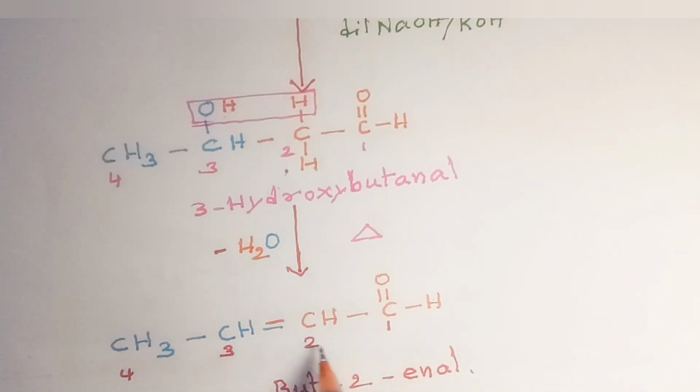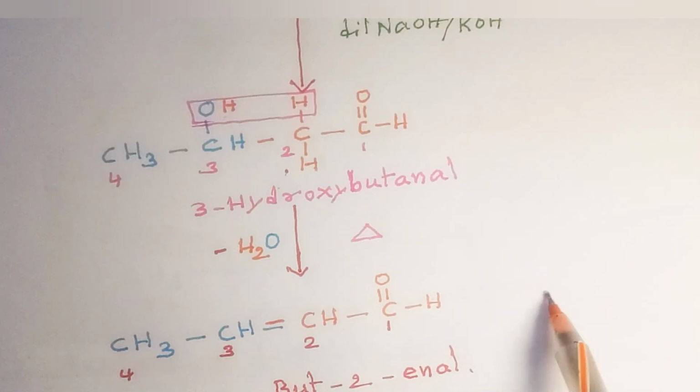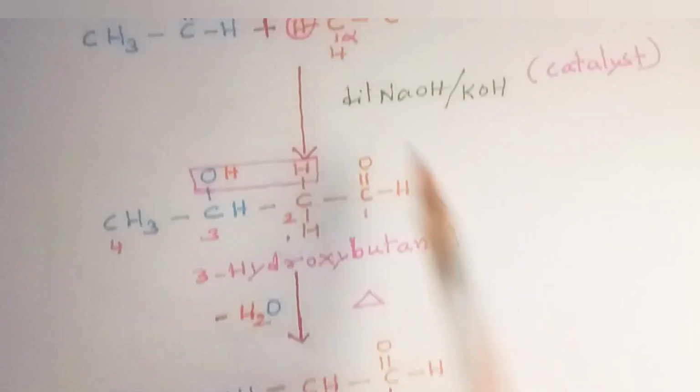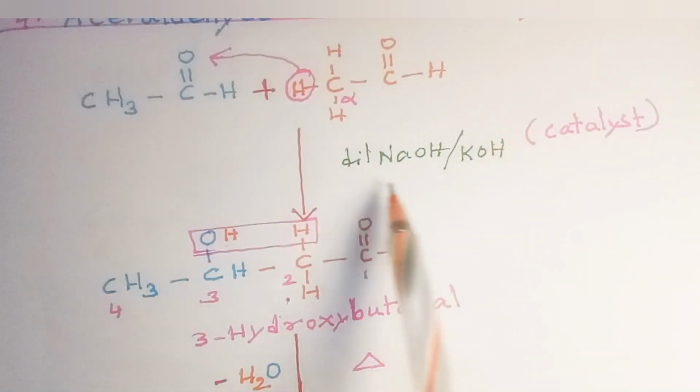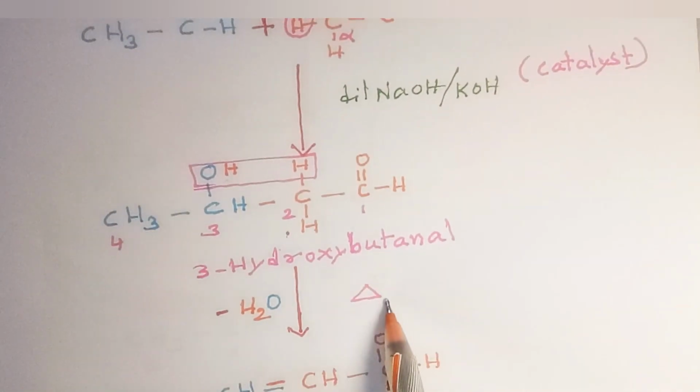It has 4 carbon atoms, and an aldehyde group. So, it is butanal. There is a double bond between the second and third carbon. So, it is but-2-enal. But-2-enal is the aldol condensation product of acetaldehyde plus acetaldehyde in presence of dilute alkali and heat.